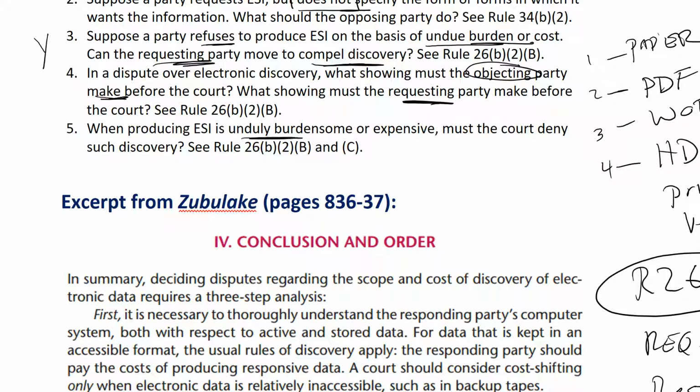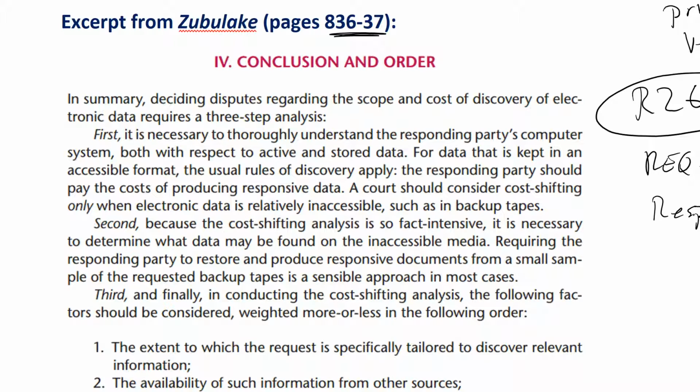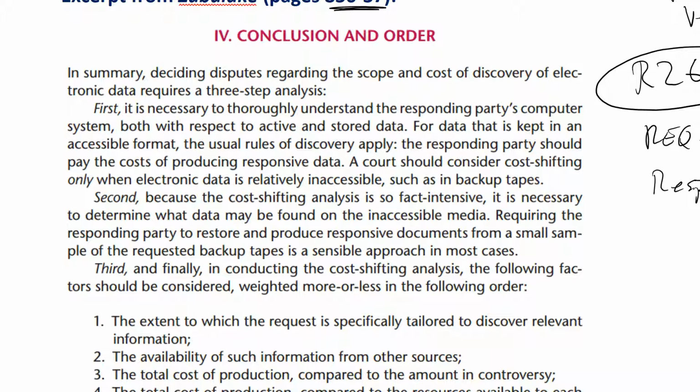If ESI production is unduly burdensome or expensive, must the court deny such discovery? The answer is going to be no. The court can deny it, but it doesn't have to deny it. What the court could do is a number of things. So, you have the Zubulake case on pages 836 to 837, right? Some of the information is active data, right? For accessible information, the usual rules of discovery will typically apply, right? And the responding party will pay the costs of producing data.